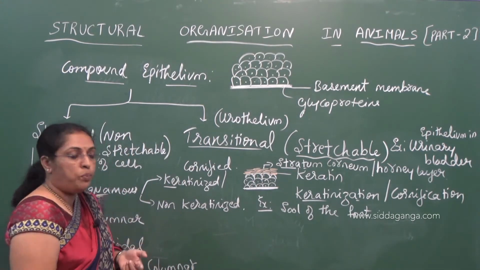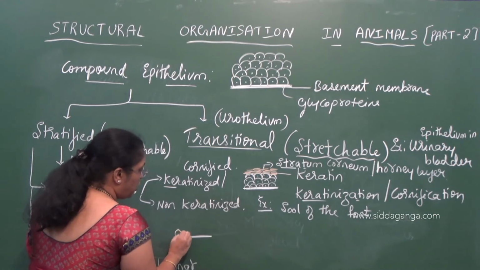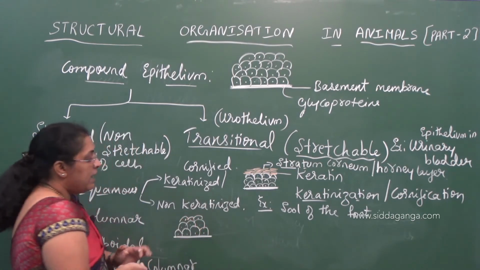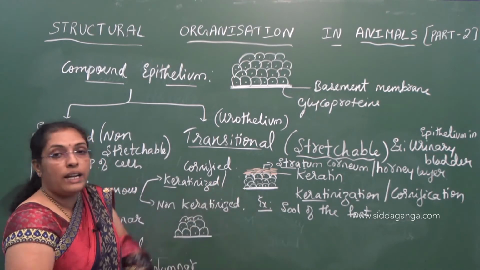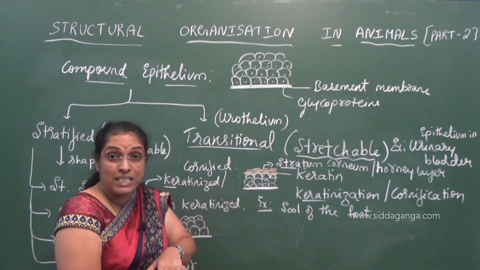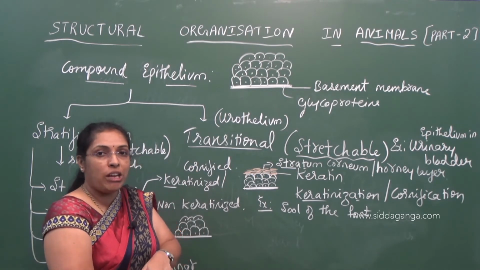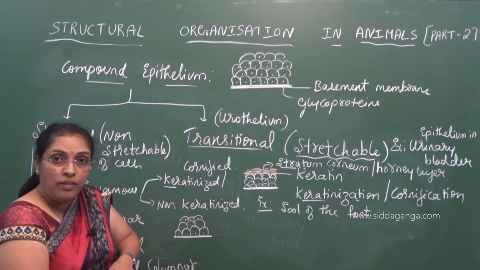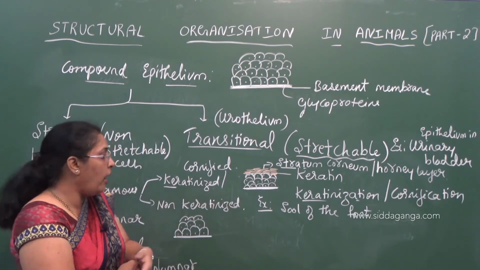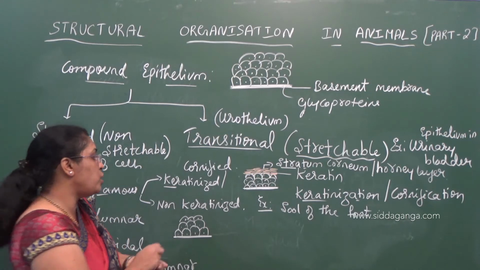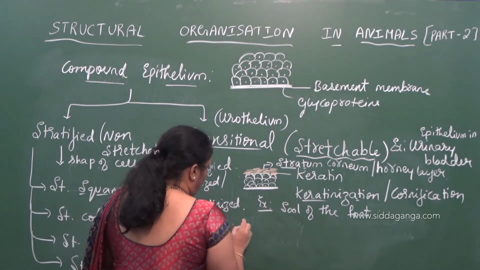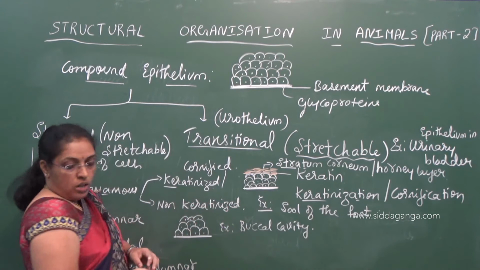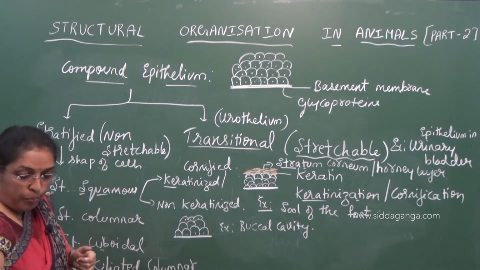Whereas in non-keratinized epithelium, there is no deposition of keratin on the upper surface, so the upper layer of cells are living here. Understood? Whereas in keratinized epithelium, the upper layer cells are dead cells due to the deposition of keratin. In non-keratinized, the upper layer of cells are living cells because there is no deposition of keratin. This type is seen in the lining of the buccal cavity or in the vagina, etc. Understood? This is about the compound epithelium.